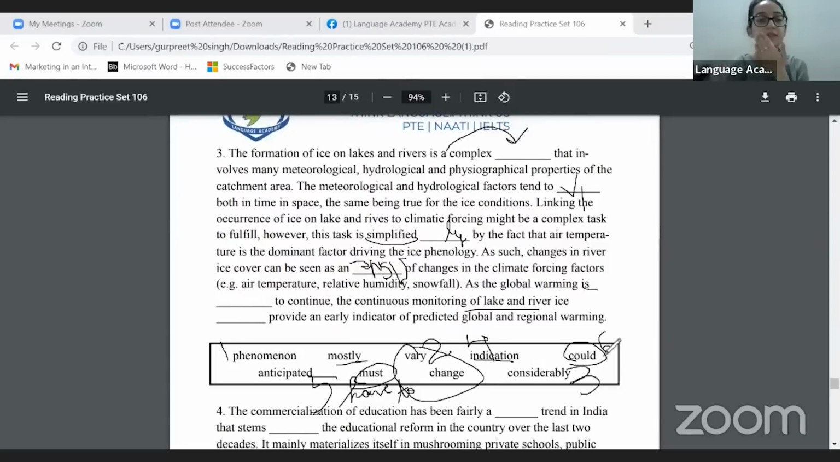These are the answers. The first one, with "a" comes a singular noun. So that's why it should be a vowel. Sorry, it should be "phenomenon." Yes, with "a" we use singular nouns, and they should start with a vowel.